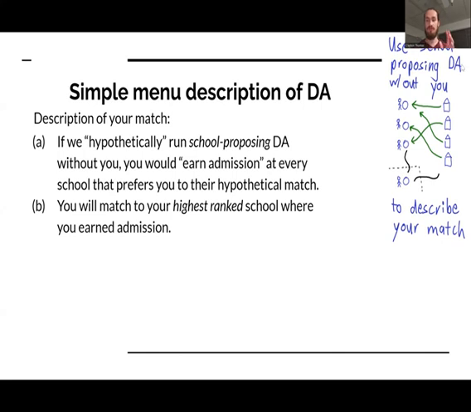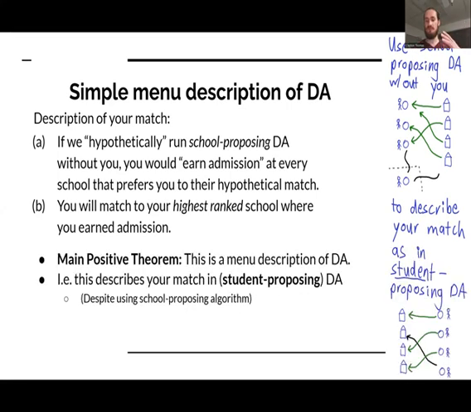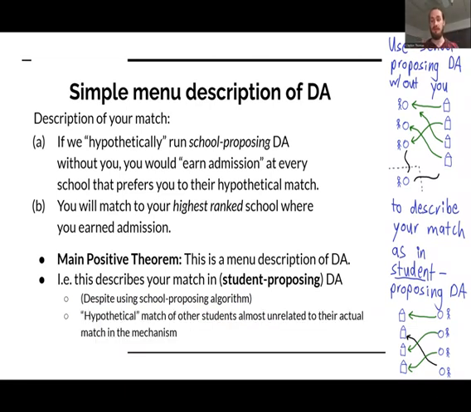So what we're doing here is we're using school proposing DA without you to describe your own match. But our main theorem says this is a description of student proposing DA. We're going to describe your match in student proposing DA, despite the fact that we use a school proposing algorithm. And in particular, closely related to this, it turns out that the hypothetical match of the other students from step A can be almost unrelated to their actual match at the end of the day in the mechanism.